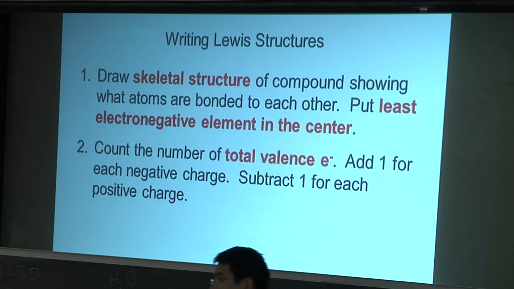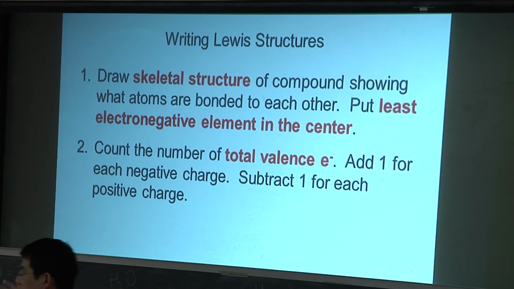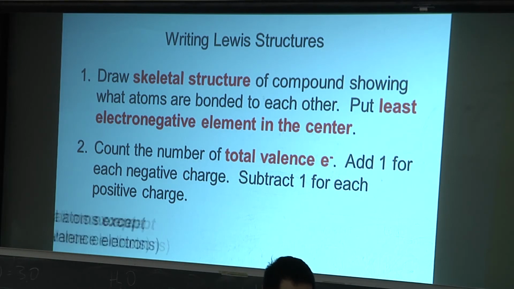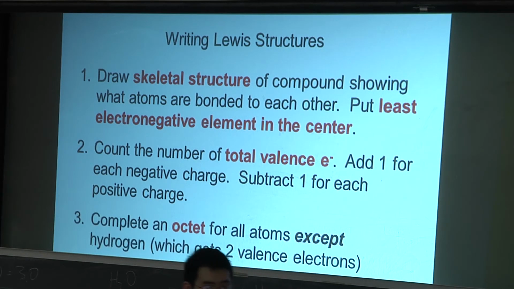Count the number of total valence electrons. That's what we did when we said nitrogen has 5, carbon has 4, that kind of thing. Add 1 for each negative charge and subtract 1 for each positive charge. Complete an octet for all the atoms except for hydrogen. Hydrogen gets 2 valence electrons.